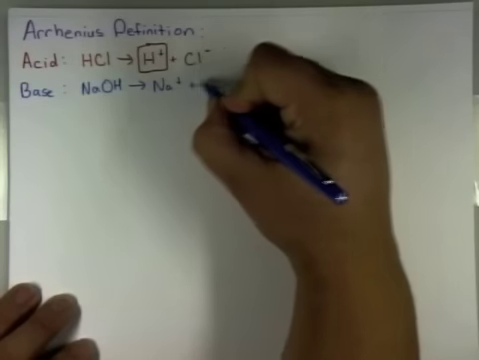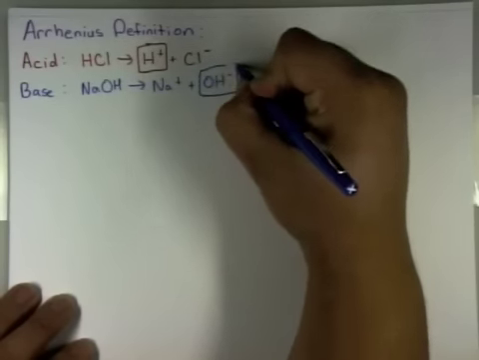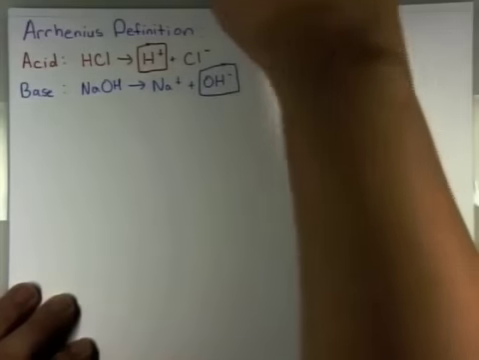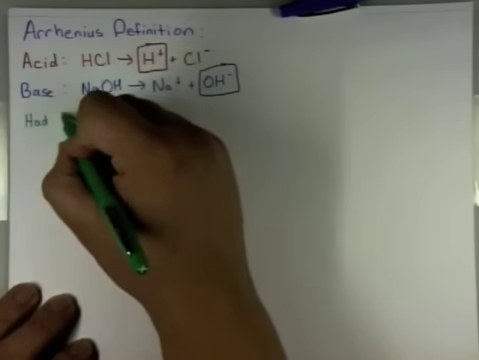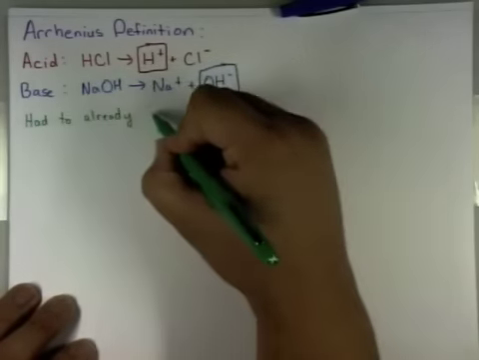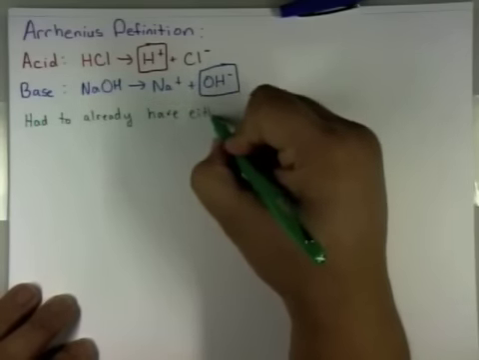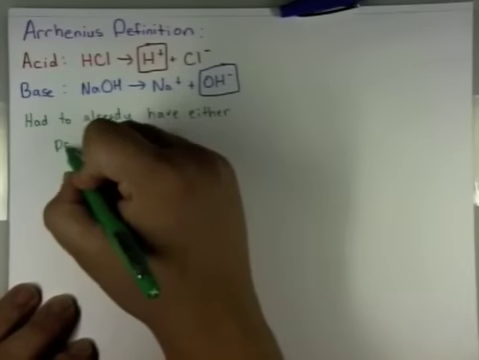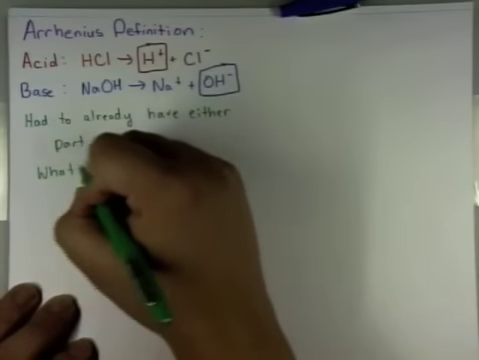So a very limited definition, and the main base that we have to ask ourselves about is NH3. And so again, I'm writing here, you had to already have either the H plus or the OH minus. So what about NH3? It doesn't have either. How do we explain that?